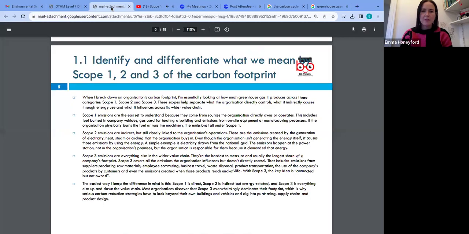Okay, so I hope that was helpful. It's really good to try to map out the different scope areas. So if you do get an opportunity, you could put 3 different categories for scope 1, scope 2, scope 3, and start to map out the different scope areas across your organisation.